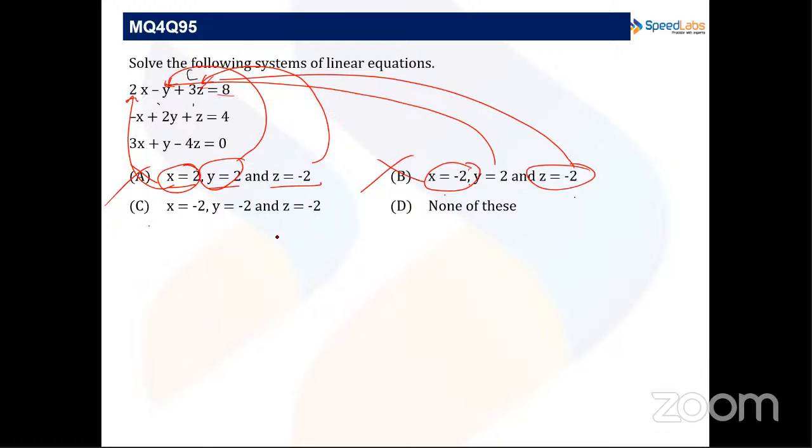Let's go for option C. So for option C, minus 4 plus 2 minus 6. Not a positive value, so option C is not the correct option. So option D is the correct option.